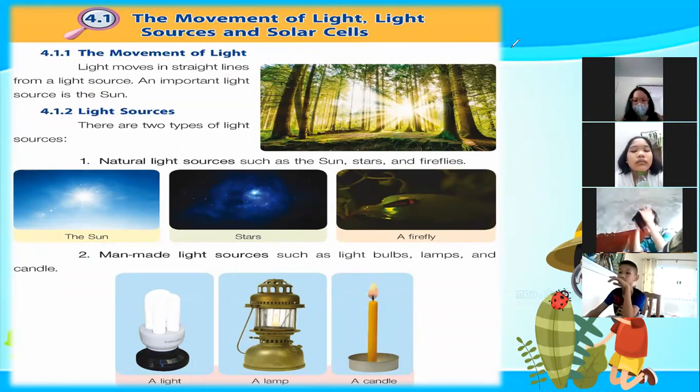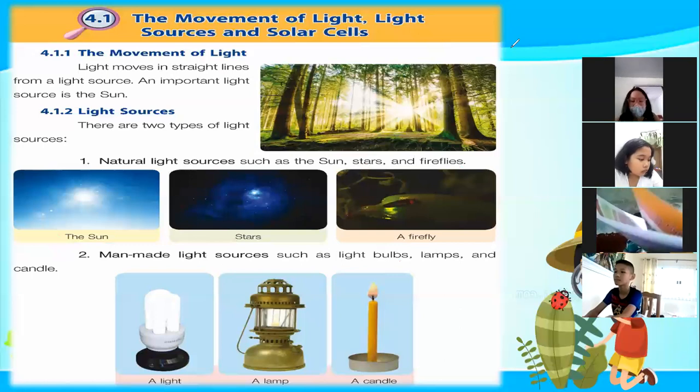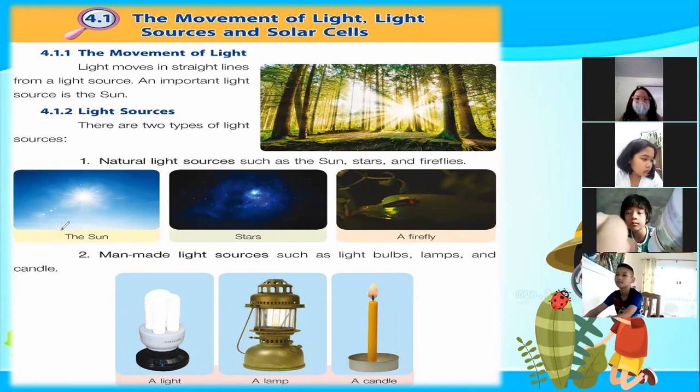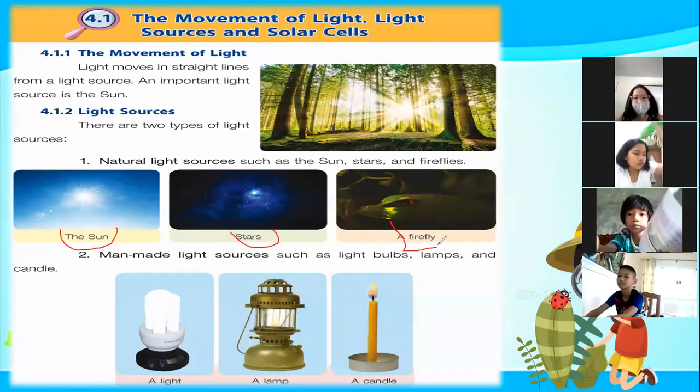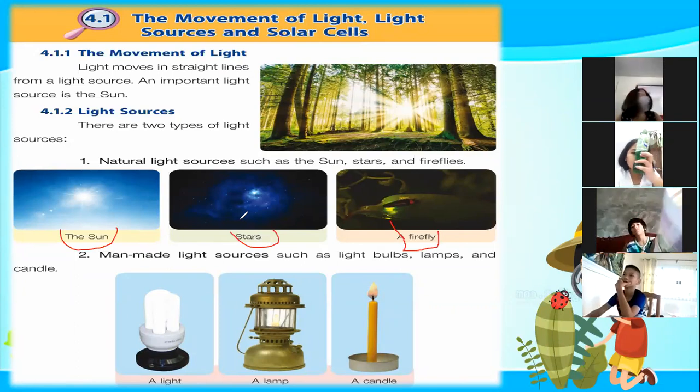An important light source we have is the sun. Other than that, what are the main sources we have? Number one is natural source. Second one is man-made source. So the natural sources we have are the sun, stars, a firefly. These are all natural sources of light.